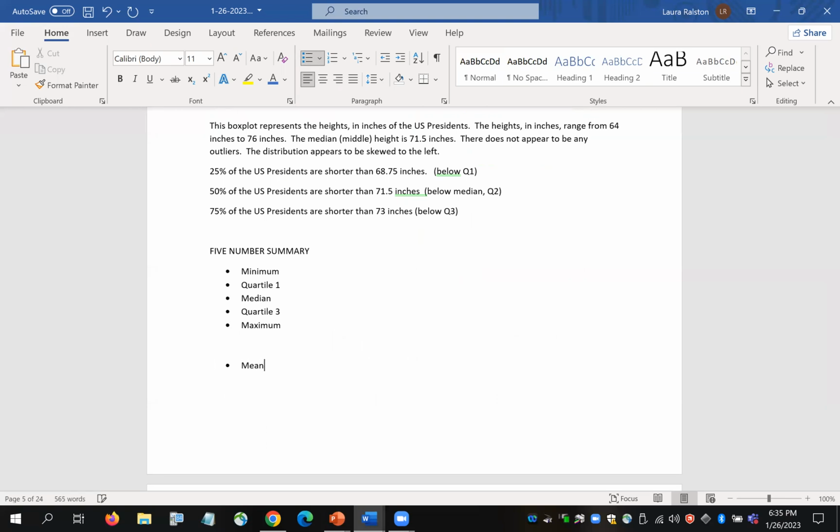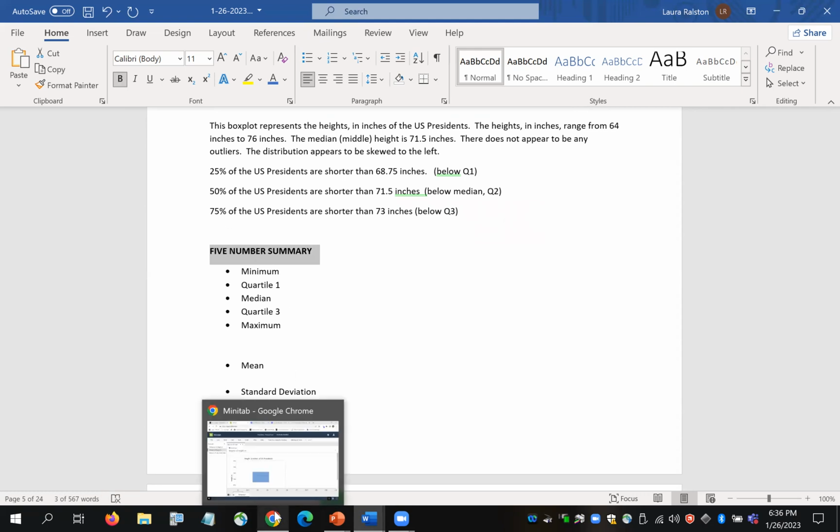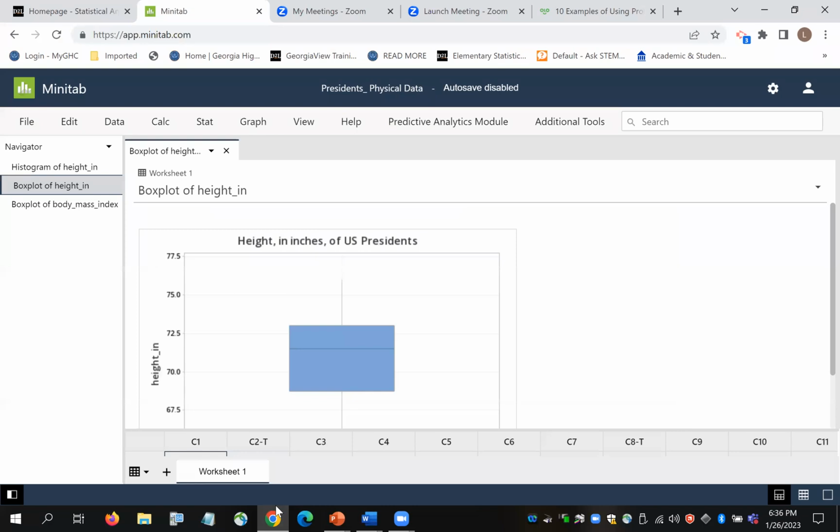and then I ask you to also include the mean and the standard deviation, because those two values are the most important of our descriptive statistics, because they use all of the data values and are used in other statistical calculations. Minitab will calculate all of these for you. Some of them you can get from the box plot, but I would tell you to actually do the calculations.